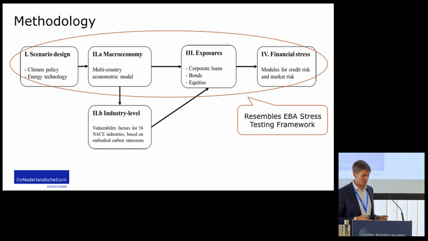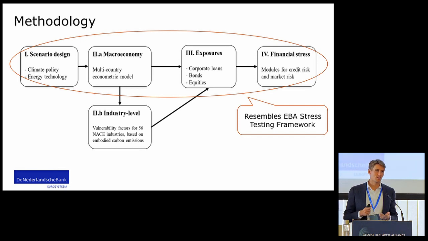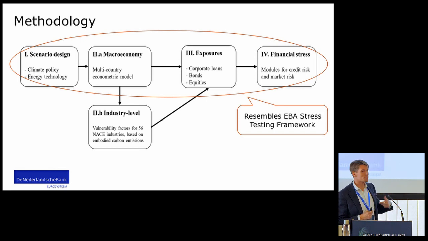We take a number of steps, and this top part of the figure here is basically what, for example, the European Banking Authority does when they conduct their stress test for the European banks. So they start with a scenario, a macroeconomic scenario. So for example, they suppose that there's a shock on house prices of 20%. And then they apply that to the exposures of the banks, put it in their stress testing models, which can be bottom up or top down.